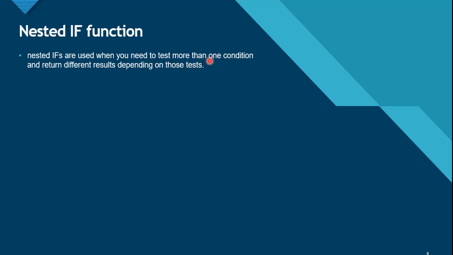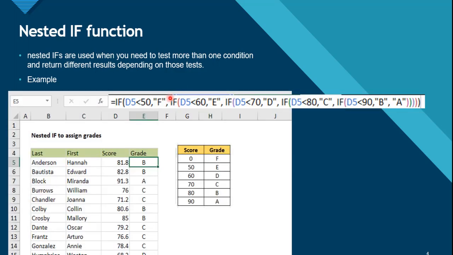So in an if condition, we have only one condition. Now this one has more than one condition and returns different results depending on those tests, right? So we have only one condition for the if function. For nested if, it means more than one condition. So take a look at an example about that. How does it work for nested if?